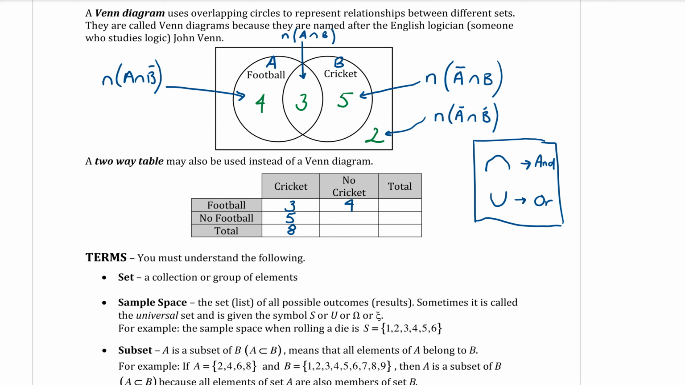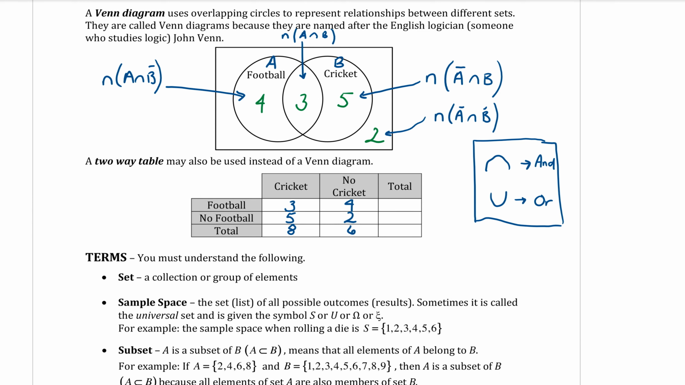Then the one underneath, no cricket, no football, is the 2. That's the one outside. They don't play either sport. So that's 2. They don't do either of them. And the total, we add them together, 4 plus 2 is 6.